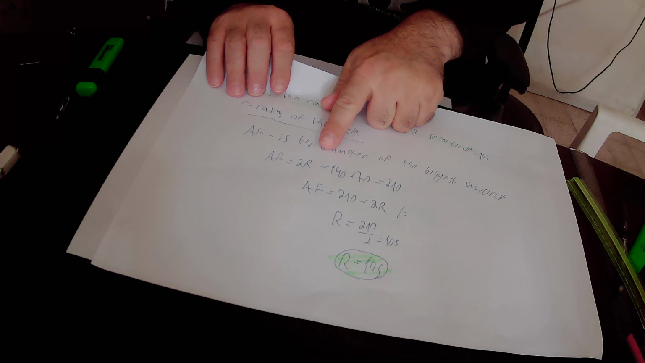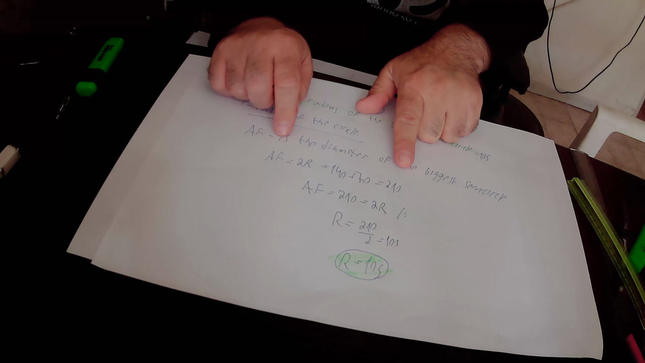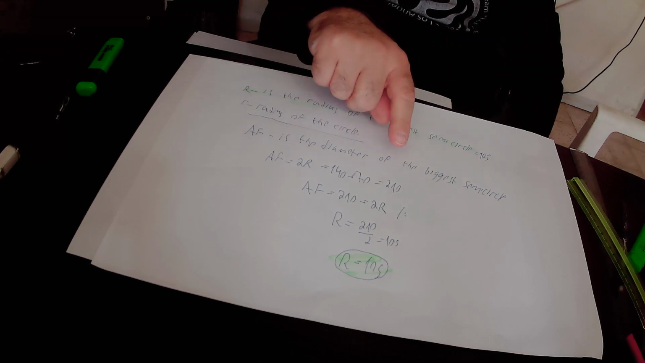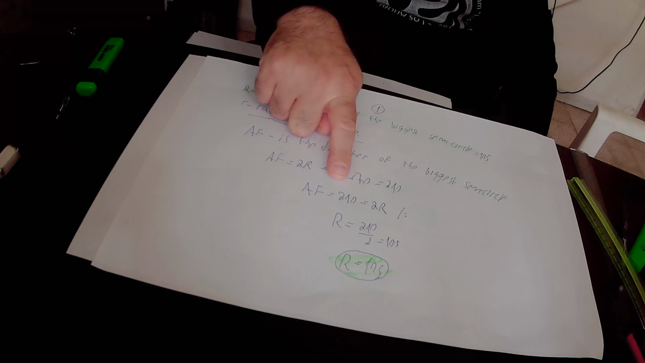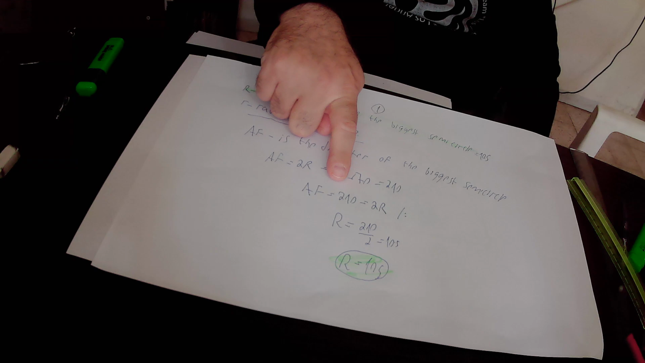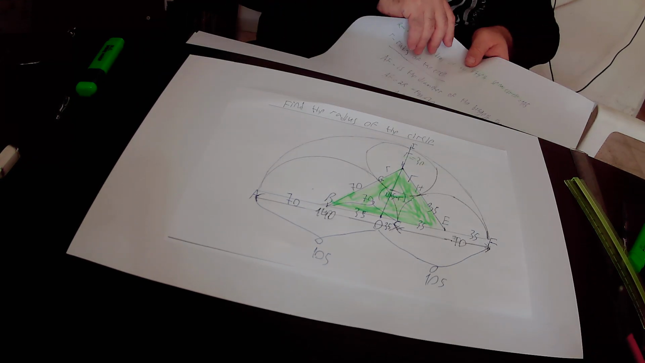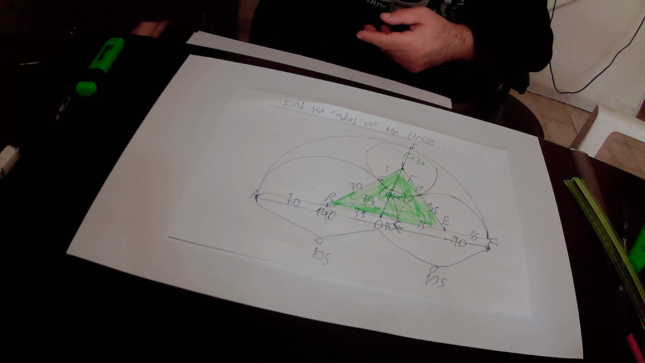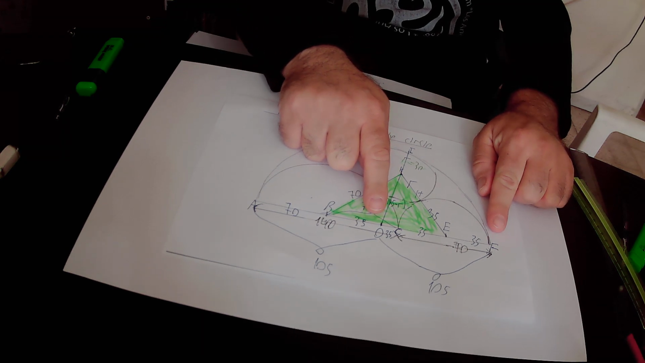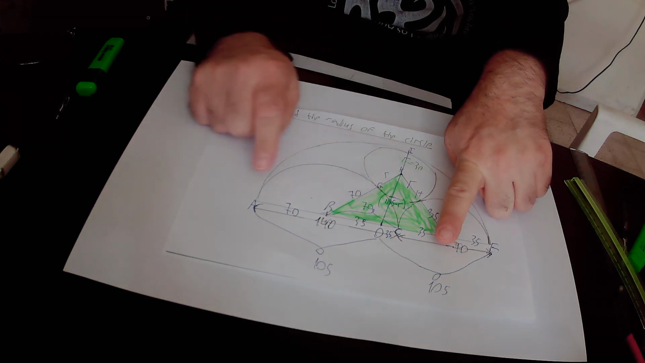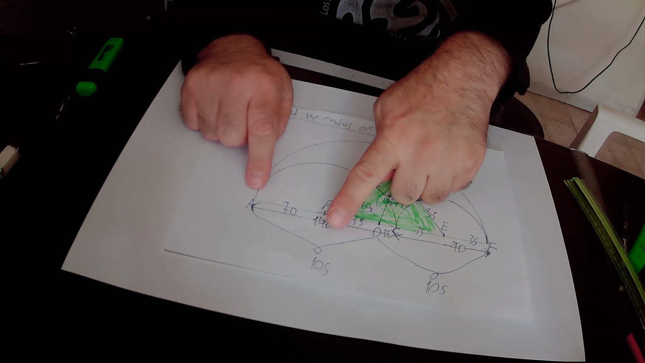AF equals 2 times capital R, which is equal to 210 units. So AF equals 210, that is equal to 2R. Here we divided this equation by 2, and we got that capital R, that is the radius of the biggest semicircle, equals 210 over 2, that is 105 units. So we found out that the radius of the biggest semicircle equals 105 units. Here, OA, that is also the radius of the biggest semicircle, is equal to 105 units.